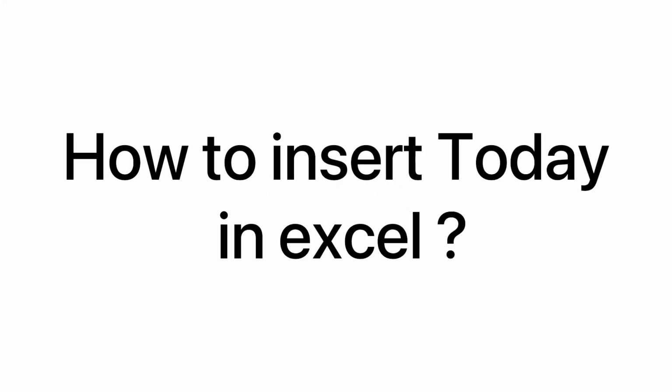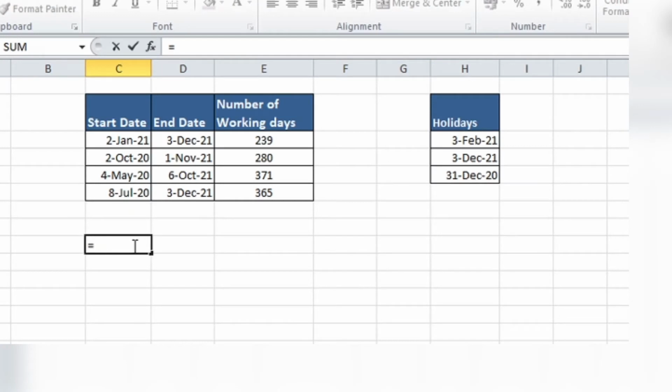In today's video, we'll see how we can insert today's date in Excel. It's very easy. I'll show you how to do it. For that, I've taken a worksheet. In the worksheet, you put an Excel formula, TODAY, T-O-D-A-Y, open the bracket and close the bracket. You don't need to put anything inside, and enter.